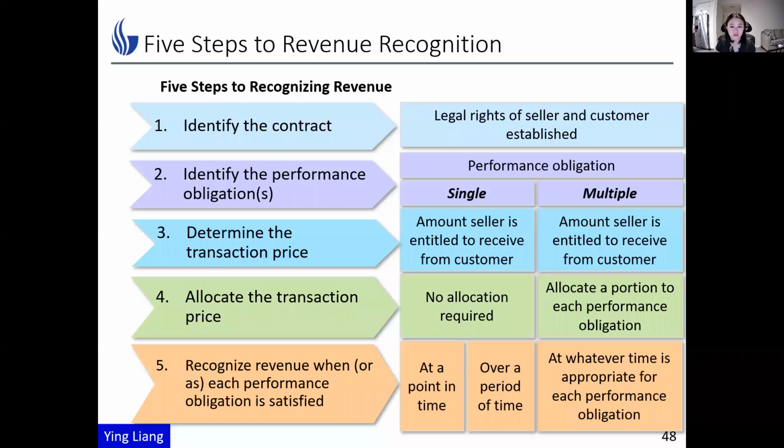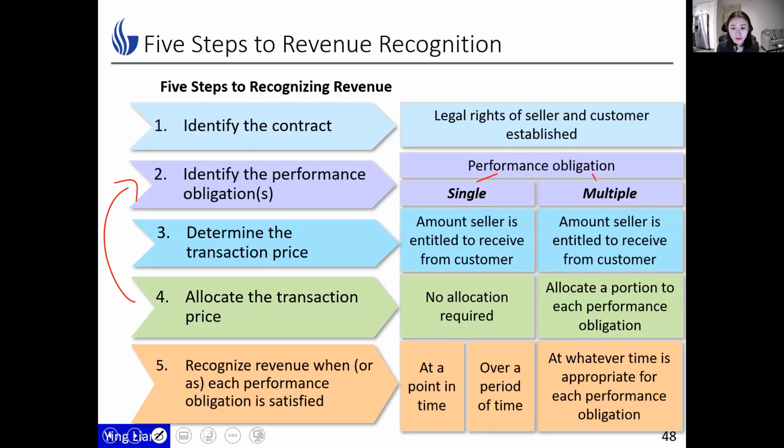Hello class, welcome back. In this video, we're going to talk about step 4, that is to allocate transaction price. Now, allocation is the 4th step, and as you can see, it depends on the 2nd step, identify performance obligations. Why? Because if I only have one single performance obligation, that is to say I only have one promise to deliver the goods, I don't have anything to allocate to begin with.